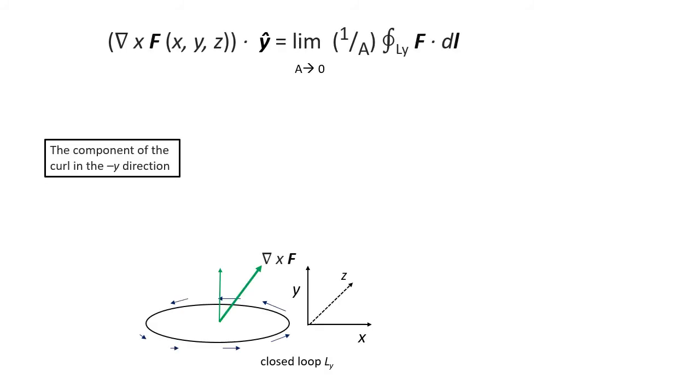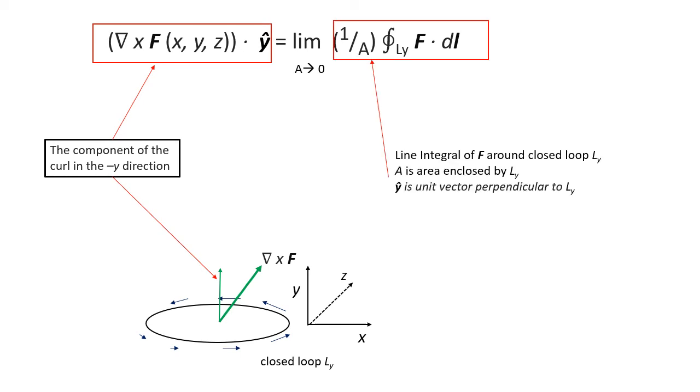Because the curl is a vector, it has components in the x, y and z direction. Let's just look at the component of the curl in the y direction. It's equal to the limit of a line integral around a closed loop, which we'll call Ly, divided by the area enclosed by this loop. And Ly is perpendicular to the y direction.